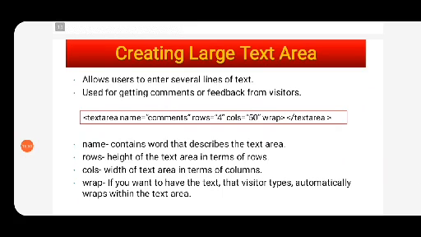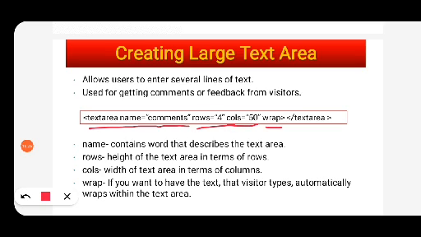Now, creating a large text area, how to create that? Basically this helps you to get comments and feedback from the visitors, so several lines of text can be written in a single go. You can see the code: text area, name equal to comments, rows equal to 4. This is a little bit different compared to the other two, creating a text box and creating a password box. So textarea, name equal to comments, rows equal to 4, cols equal to 50 and wrap.